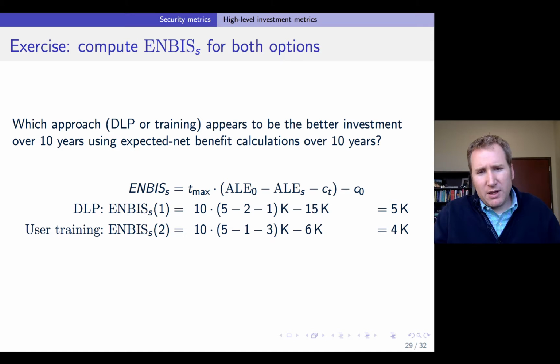Now, but what would the other metrics say? So what is missing here, and what's been simplified in the expected net benefit calculation, is that you're considering $1 spent in year 10 is equally valuable as $1 spent in year 0.